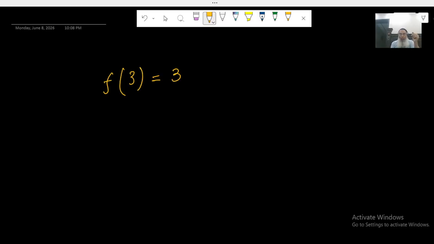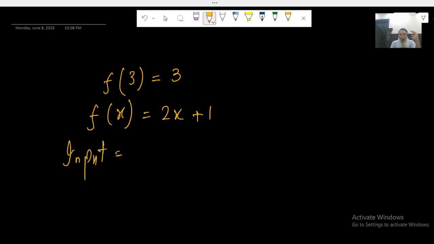For example, if I write f of x is equal to 2x plus 1, the input is 3 while the output is 7. It's not 3. Here f of 3 is not equal to 3. Replace x with 3. This is important.